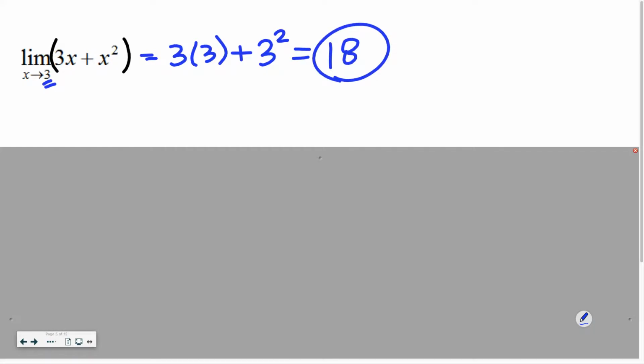You don't even have to graph it. Figure it out by figuring out the y value. Okay? It is as simple as that. Okay, don't overcomplicate it.